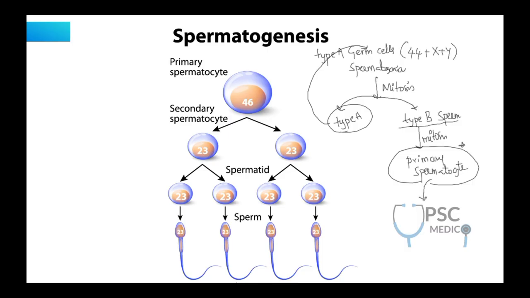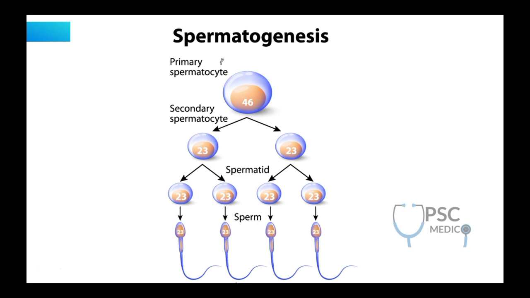After the primary spermatocyte, we have meiotic divisions. Till now we have had mitotic divisions, but here the meiotic divisions start. The primary spermatocyte undergoes the first meiotic division, which reduces the cell number, and forms secondary spermatocytes. These can be 22 plus X or 22 plus Y. Each secondary spermatocyte undergoes the second meiotic division to form spermatids. So there are 4 spermatids coming out of a primary spermatocyte.